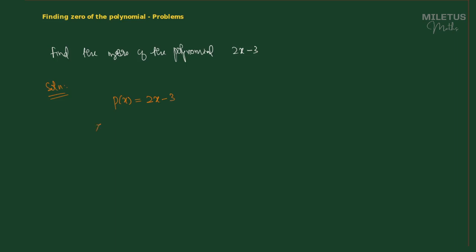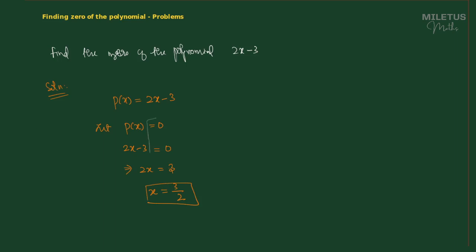Now we already know that to find the zero of the polynomial, we have to make this p of x equal to 0, so that we will identify who is making this p of x equal to 0. That means 2x minus 3 is equal to 0, and that will imply 2x equal to, I can push this minus 3 to this side, therefore this is 3, and further this will give you x equal to 3 by 2.